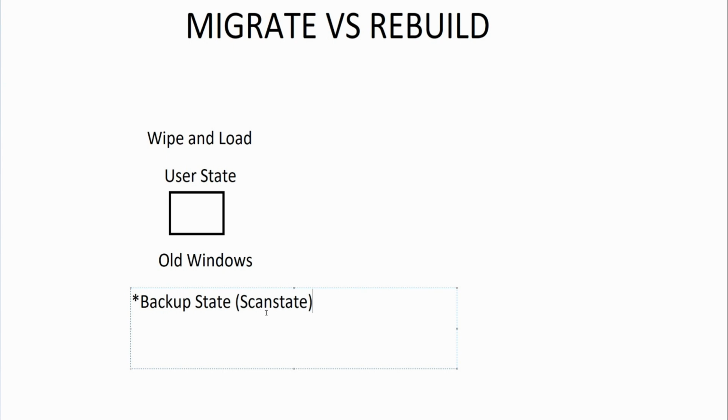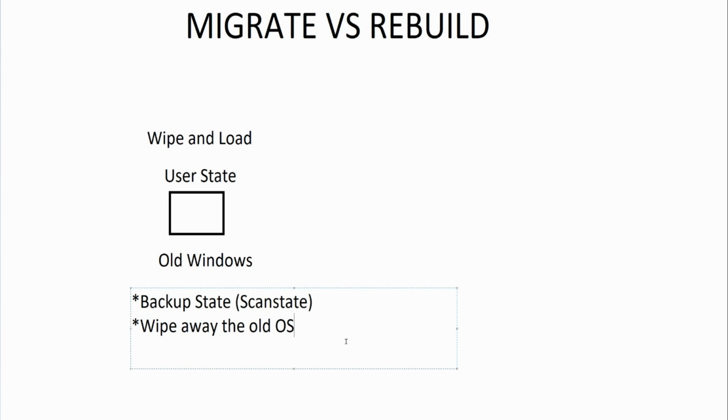But we back up the state, right? And then at that point, we wipe away the old operating system. So whatever the operating system is, we blow it away. And by the way, when you back up the user state, you can choose where to back it up to. If you want to back up the user state to a flash drive, or back it up across the network to a server, you can totally do that. External hard drive, whatever it may be. You're just going to back up the user state. You use this scan state tool to do that, and you wipe away the old operating system.